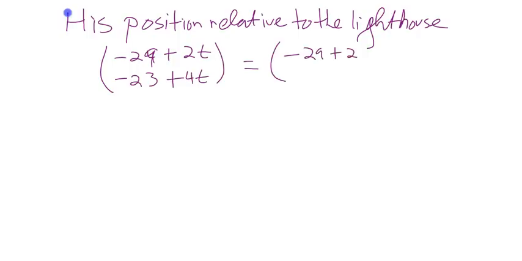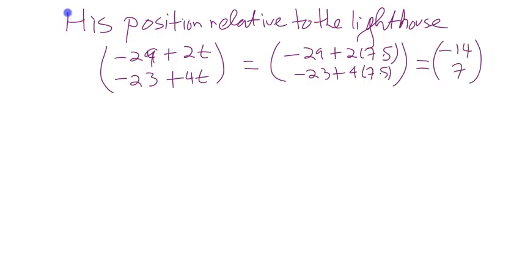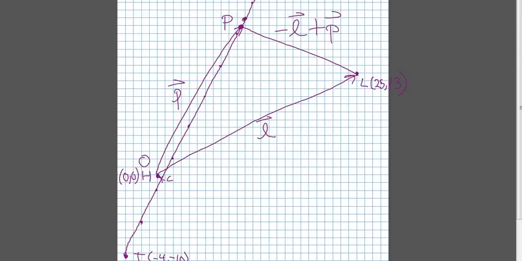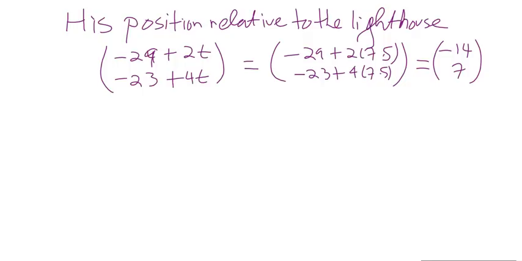So negative 29 plus 2 times 7.5, and negative 23 plus 4 times 7.5, which is what? Negative 14, 7. Is that true? You can check. From 25, if we go 14, that'll take us to 11. If we go 7, that'll take us to 20. So yes, it'll take us to the point 11, 20. How far apart are they? Just do the distance formula, because that's their x and y position relative to each other.